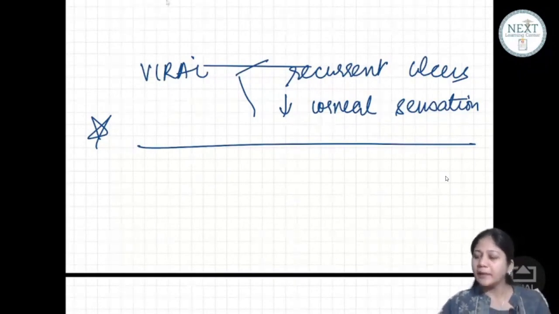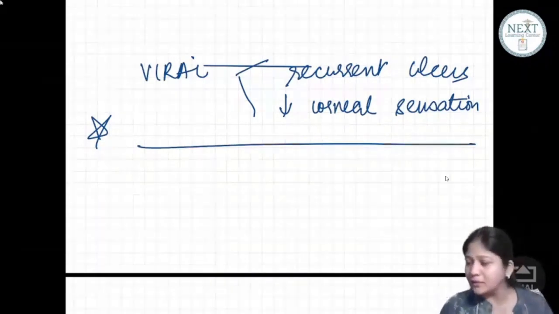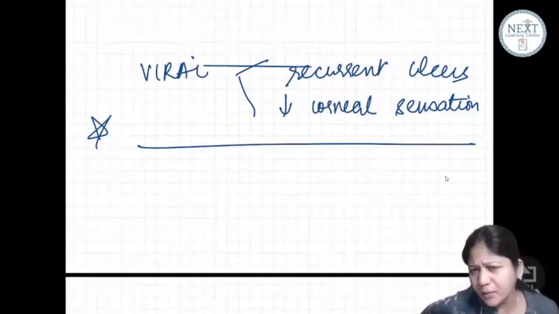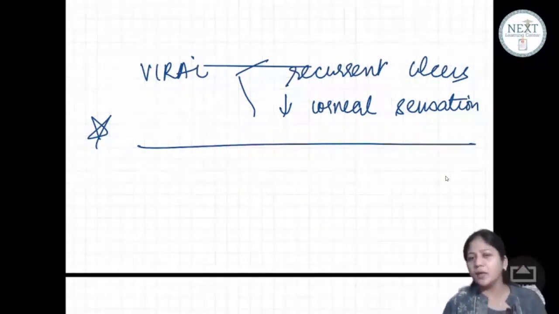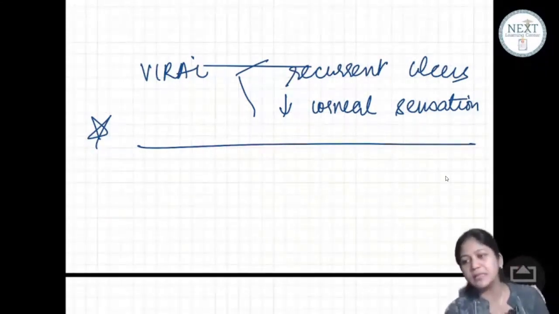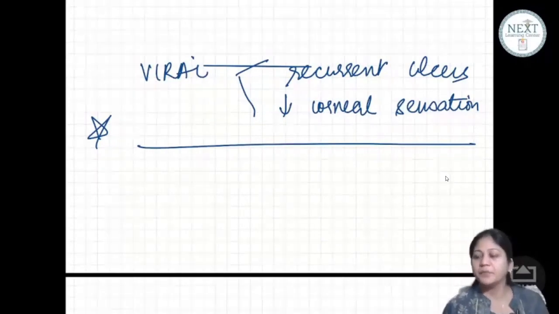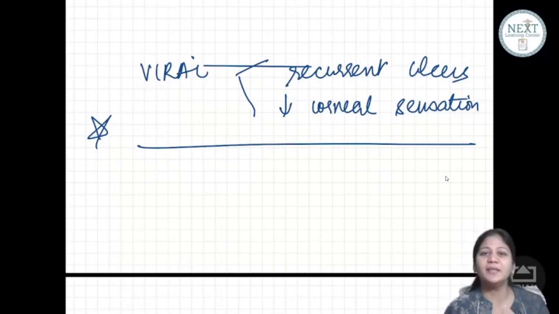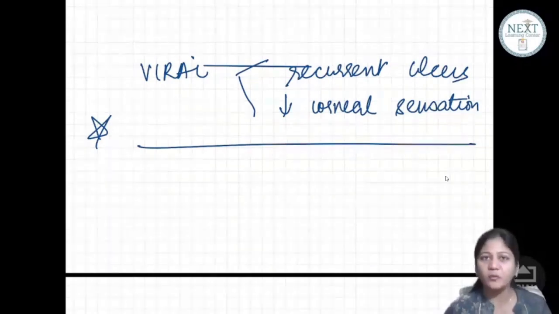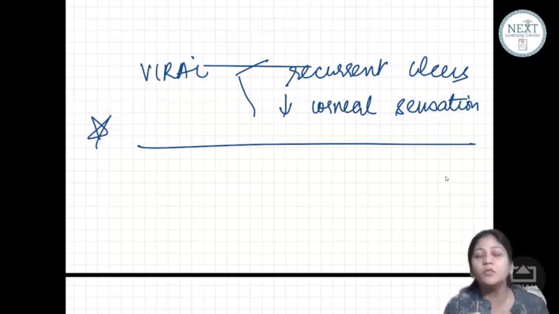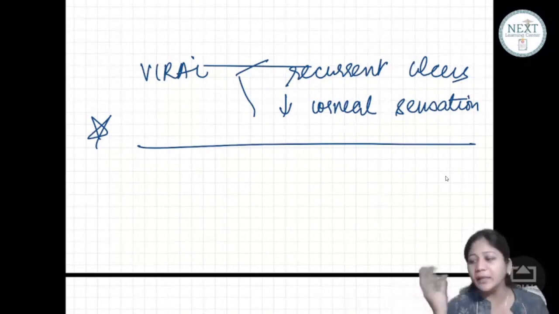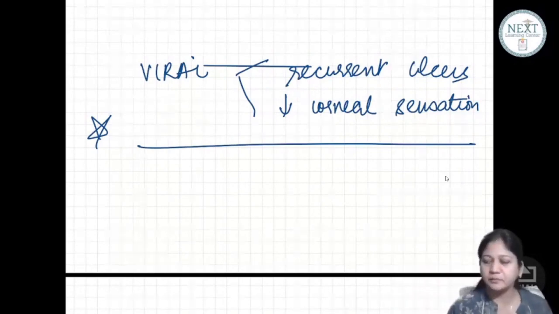Post-herpetic neuralgia, yes, they can cause so many other things also. I haven't taught that because you will read it in medicine, and in derma also you will read this in detail. Herpes can cause so many things, not only corneal involvement; it can cause scleral involvement, optic nerve involvement. It can cause problems related to the conjunctiva, uvea, anything, anything.